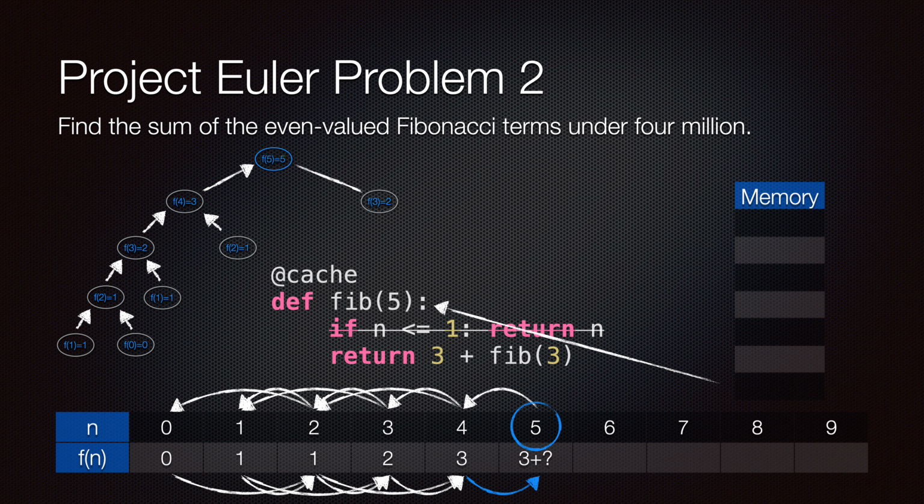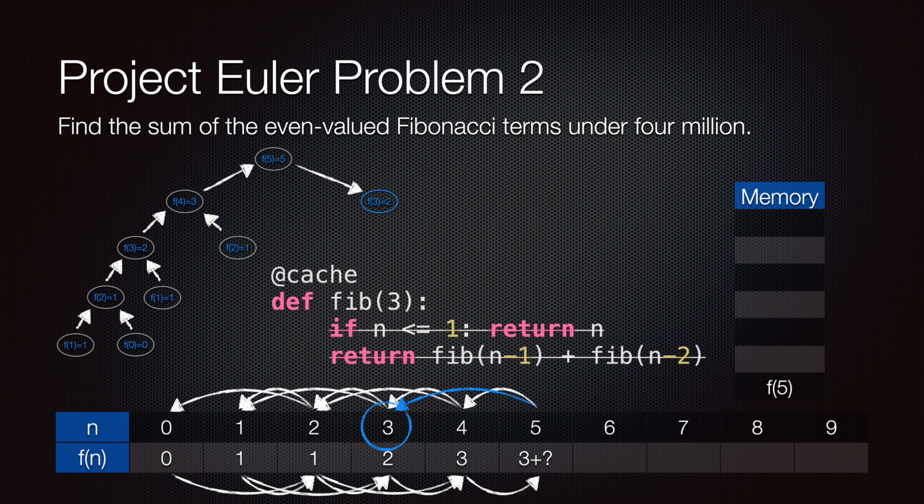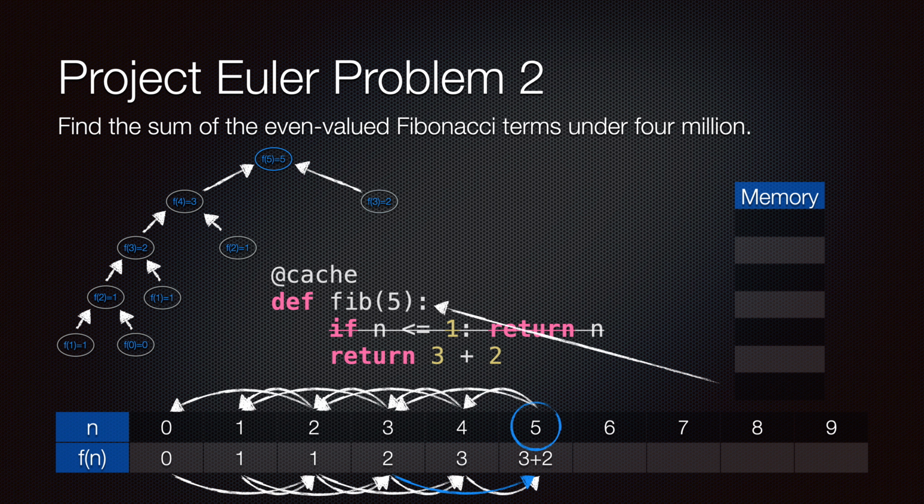Now that we're back at F5, we need to call F3. Before we can call F3, we need to push F5 onto the stack. Now we can call F3. F3 was previously computed and cached, so we're doing a lookup and we can just return our saved value back to F5. We return to F5 by popping F5 off the stack. And we have our F5, which is 5.